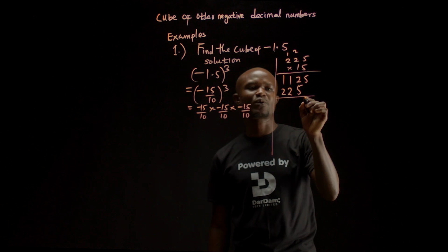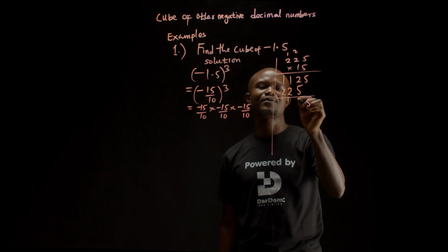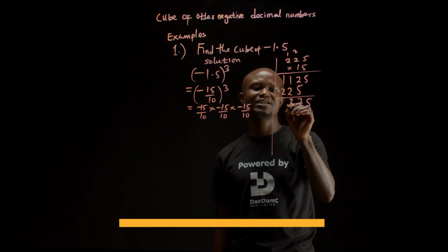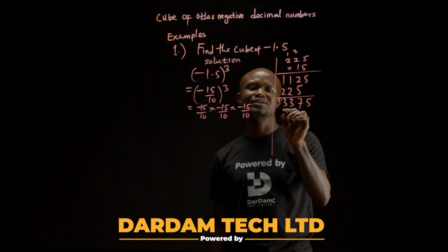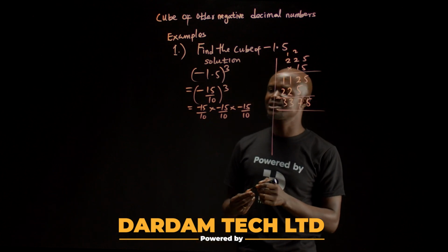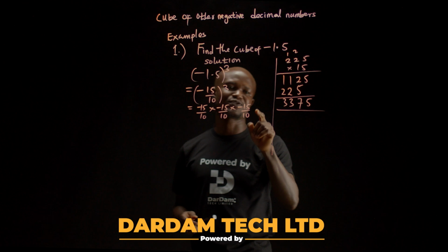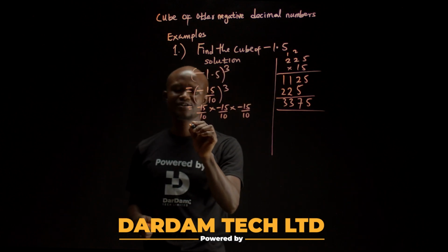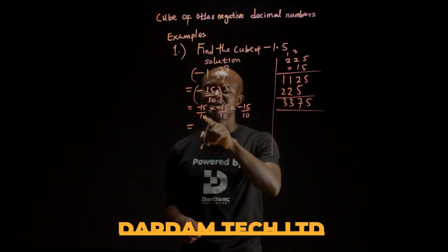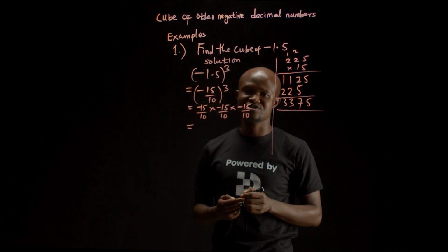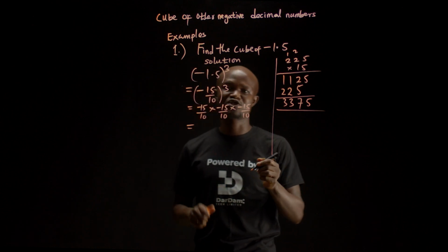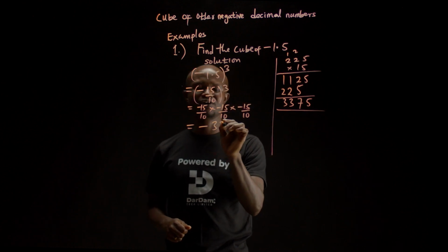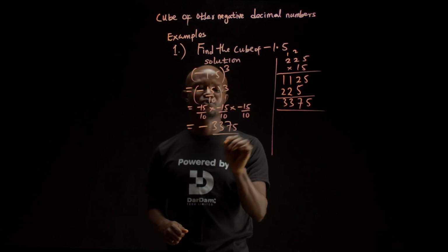So, adding from the back, we have this to be 5. 5 plus 2, 7. 2 plus 1, we have 3. 2 plus 1, we have 3. So, it means that 15 times 15 times 15 will give us 3,375. So, from here, we have minus times minus, what do we have? Plus. Plus times minus will give us minus. So this is going to be minus 3,375 over what?